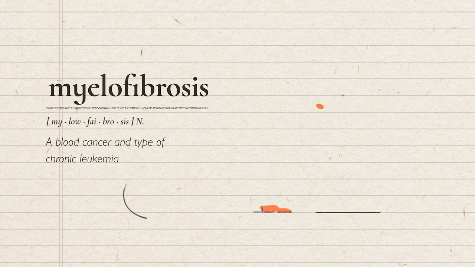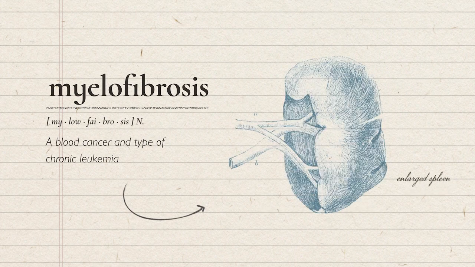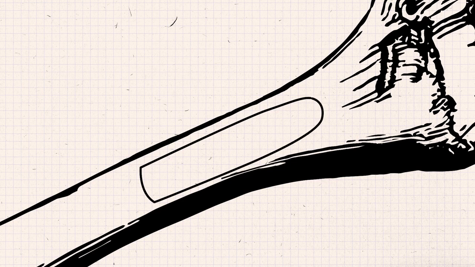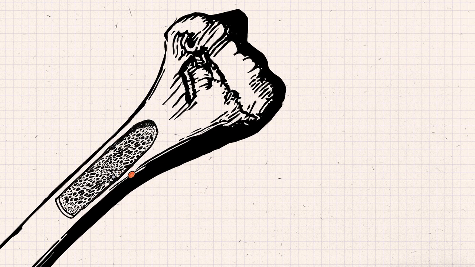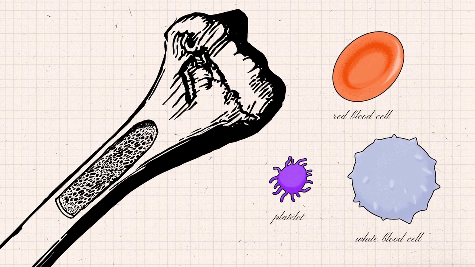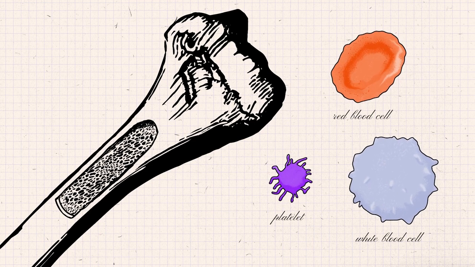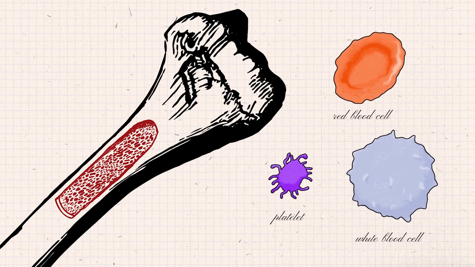So myelofibrosis is a blood cancer, a type of chronic leukemia that can lead to abnormal blood counts, enlarged spleens, and significant symptom burden. Myelofibrosis gets its start in the bone marrow, the spongy insides of our bones, where blood cells are made. Researchers are still trying to figure out what causes myelofibrosis, but what they do know is certain mutations in the genes of new blood cells plus inflammation in the bone marrow are major drivers of this disease.